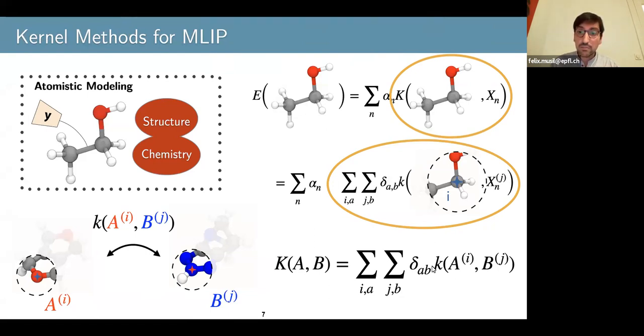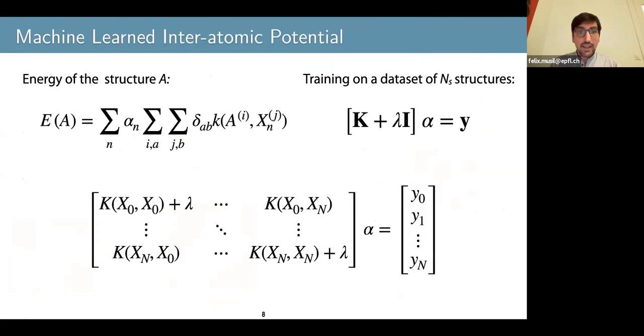Also, maybe you have seen this delta AB. A and B are the species associated with atom I and atom J respectively. In this way, we make sure that we have a different model for different central atomic species, exactly in the same spirit as what Nong just showed you previously. And so now we have this component, we can start to see how this model can be trained.